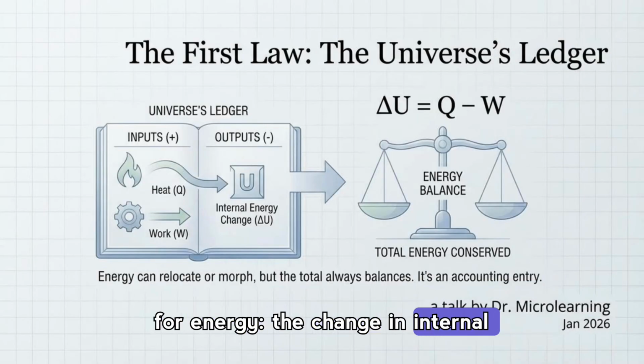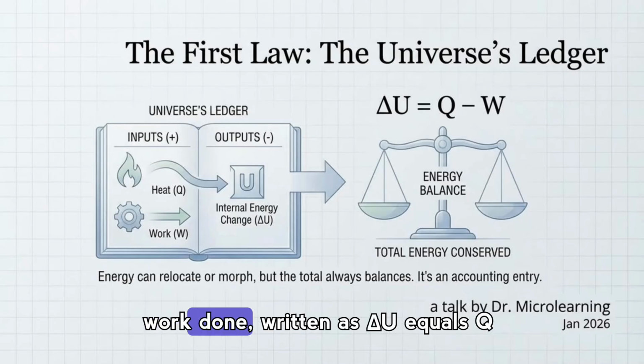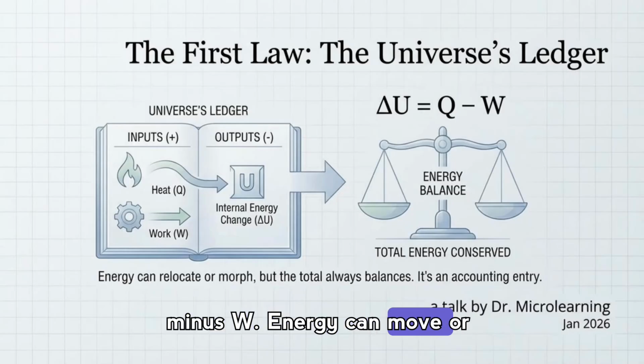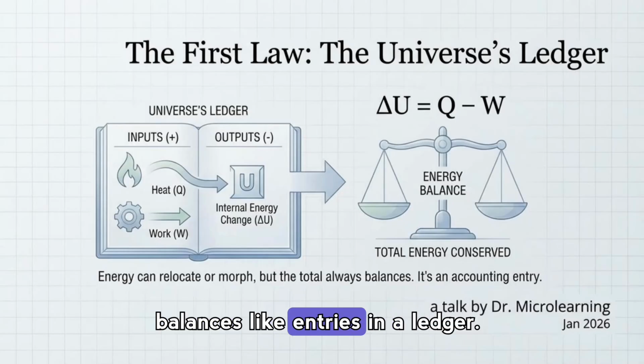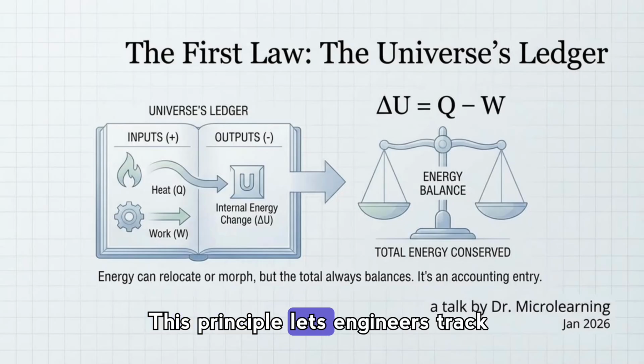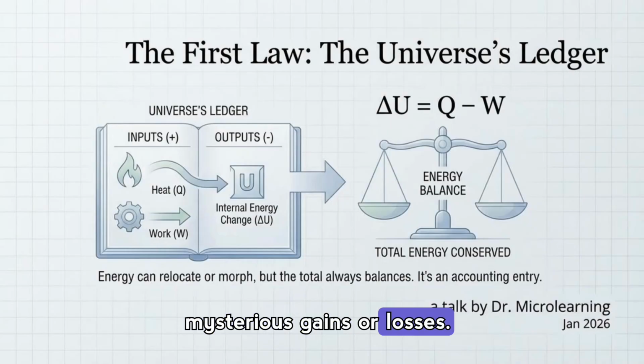The first law is simply bookkeeping for energy. The change in internal energy equals heat added minus work done, written as delta U equals Q minus W. Energy can move or change form, but the total always balances, like entries in a ledger. This principle lets engineers track where energy goes and ensures no mysterious gains or losses.